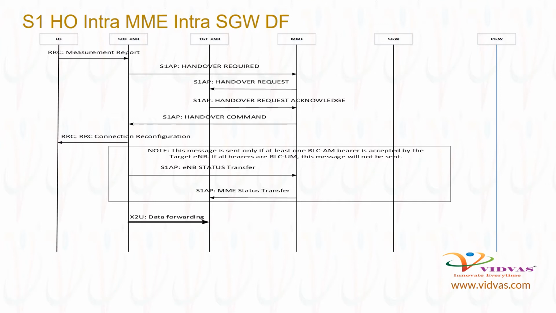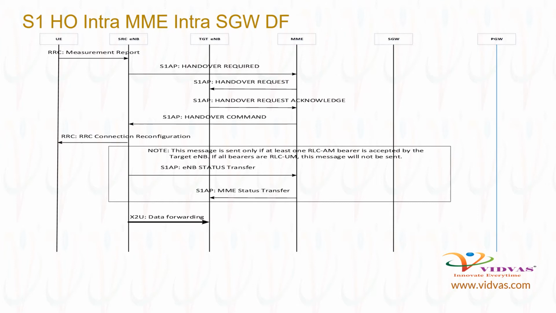Source ENB sends S1 AP handover required message to MME. MME sends S1 AP handover request message to target ENB. Target ENB sets up the radio bearers and sends S1 AP handover request acknowledge message to MME with target ENB FTE ID for downlink path. MME sends S1 AP handover command to source ENB. Source ENB sends RRC connection reconfiguration message to UE, indicating to camp onto target ENB.